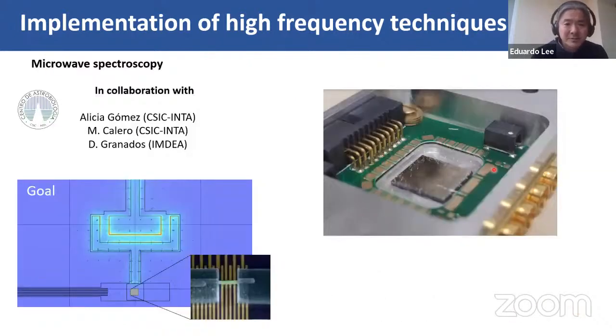And in terms of microwave spectroscopy, we have an ongoing collaboration with Alicia Gomez from the Astrobiology Center of CSIC. She's an expert in superconducting circuits. She's fabricating superconducting resonators, and we're trying to couple them to our devices. So this is work in progress.